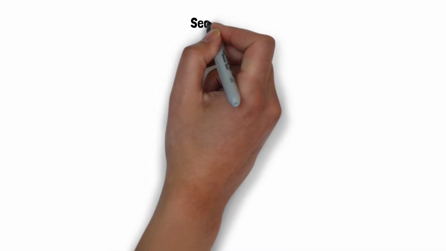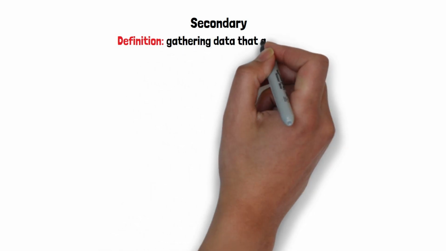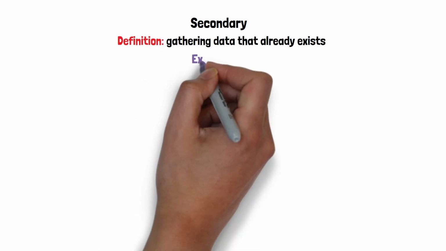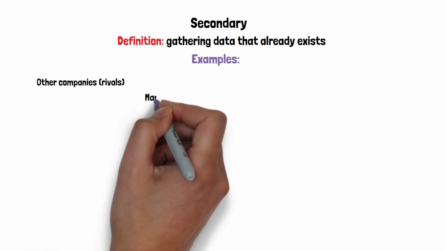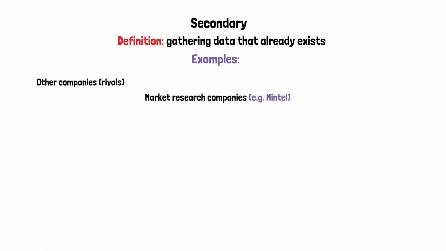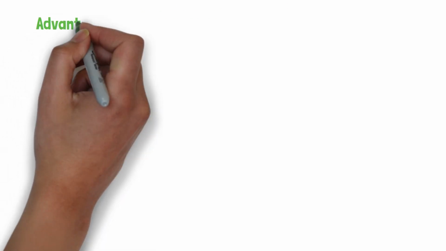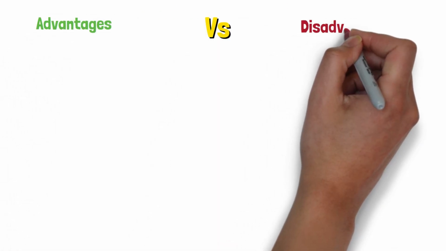With primary data out the way, let's look at what is meant by secondary data. So it is the gathering of data that already exists. Examples of sources of secondary data could be other companies or rivals to a business, companies that specialize in market research data, such as Mintel, as well as government websites. Now let's move on to the benefits and drawbacks of secondary data.